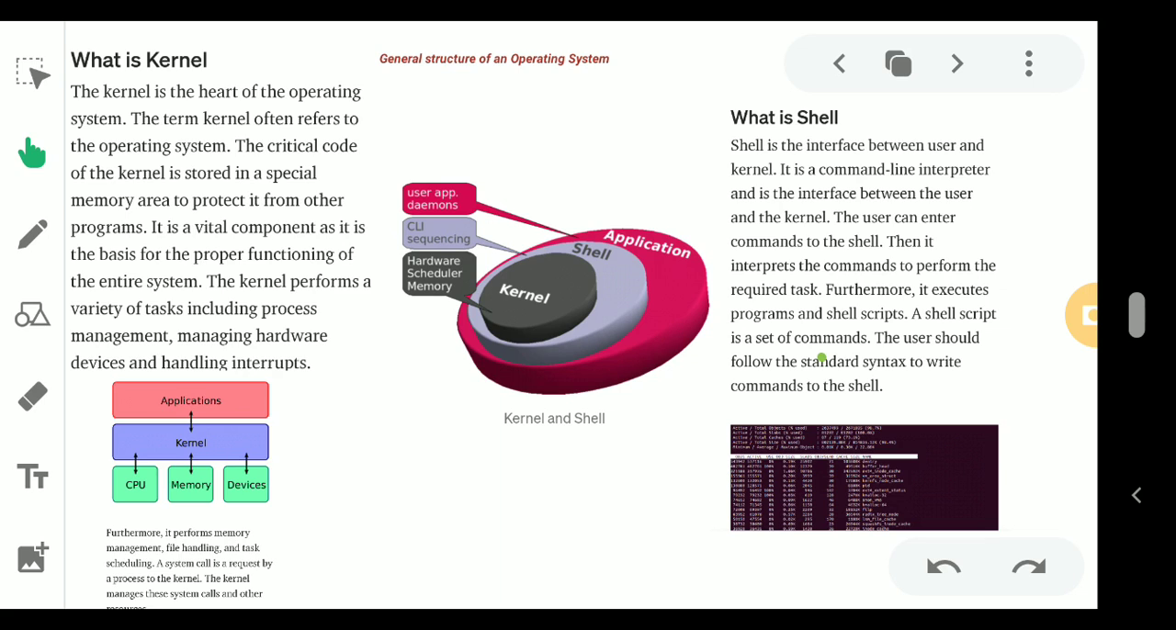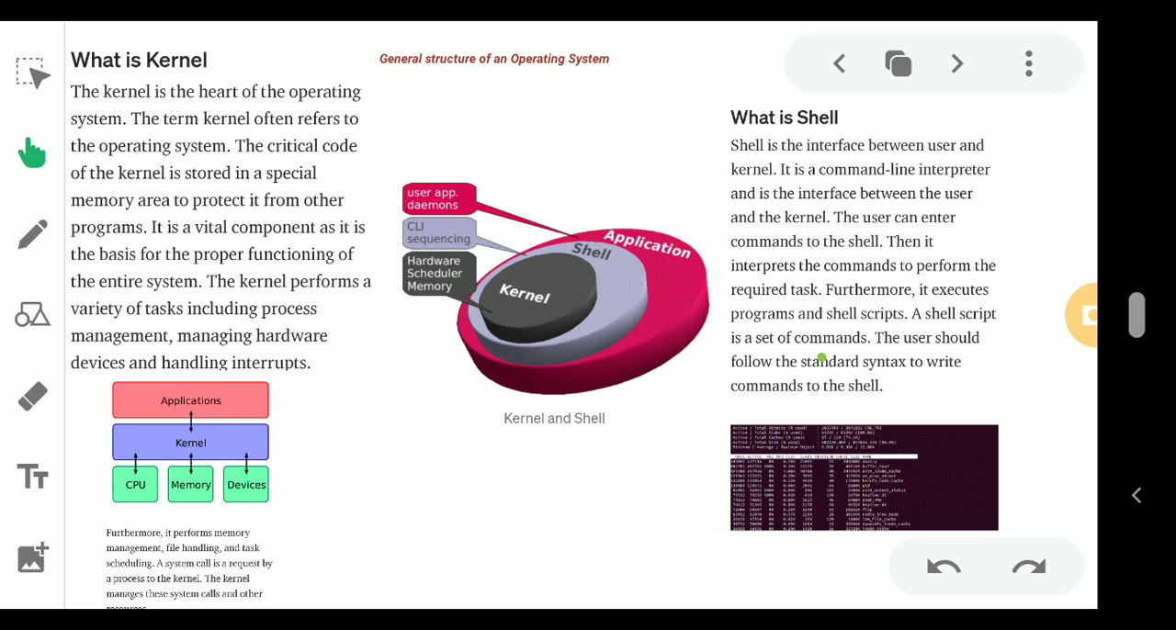The shell can be a command line interface, which is used in DOS, or a graphical user interface, which is used in Mac and Windows. A given operating system can have both a command line and a GUI shell, or more than one command line shell, like in Unix. The user can switch between these depending upon their convenience. So the shell is an interface between the user and the kernel.